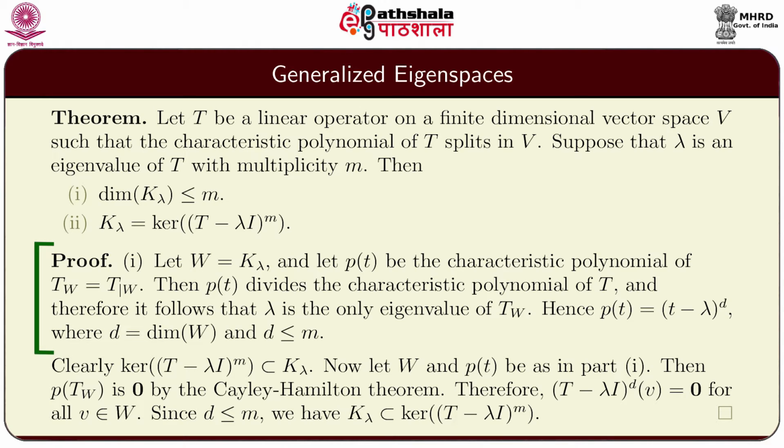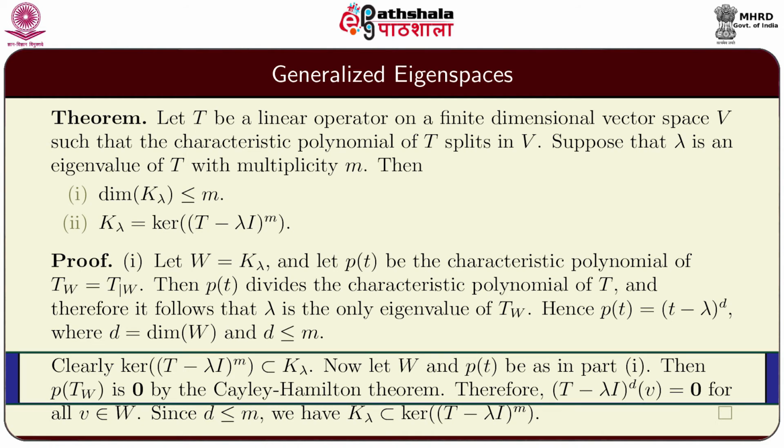Proof of 1: let W denote this generalized eigenspace K_λ, and let p_t be the characteristic polynomial of the operator T_W, that means T restricted to W. Then we know that p_t divides the characteristic polynomial of the operator T, and therefore, it follows that λ is the only eigenvalue of T_W. Hence, p_t is equal to (t − λ)^d, where d is the dimension of W and d has to be less than or equal to m. This proves part 1.